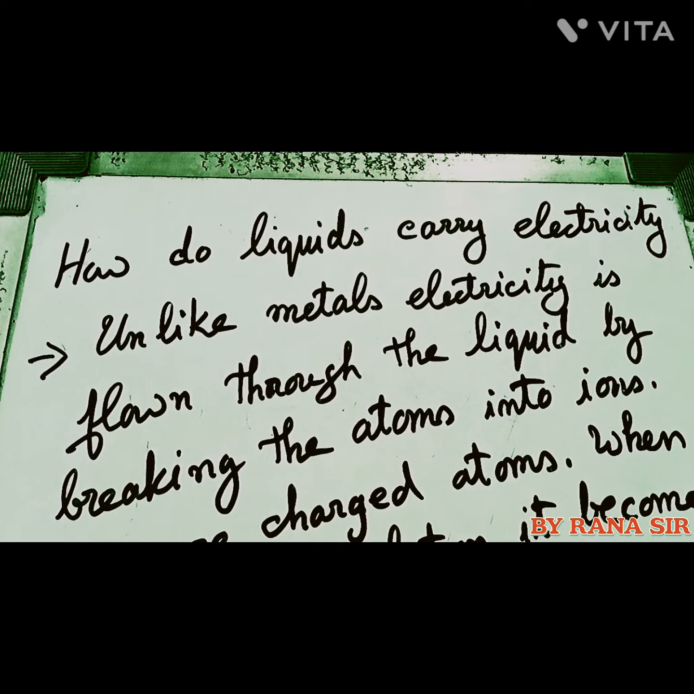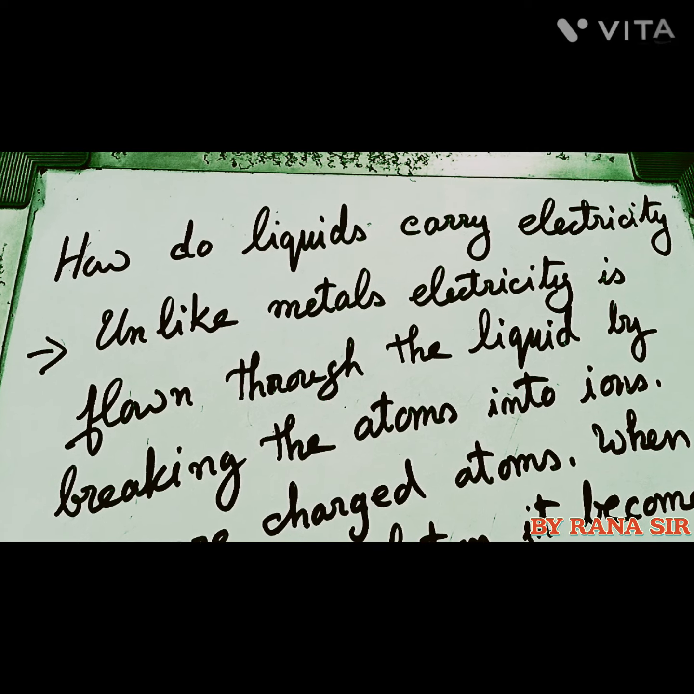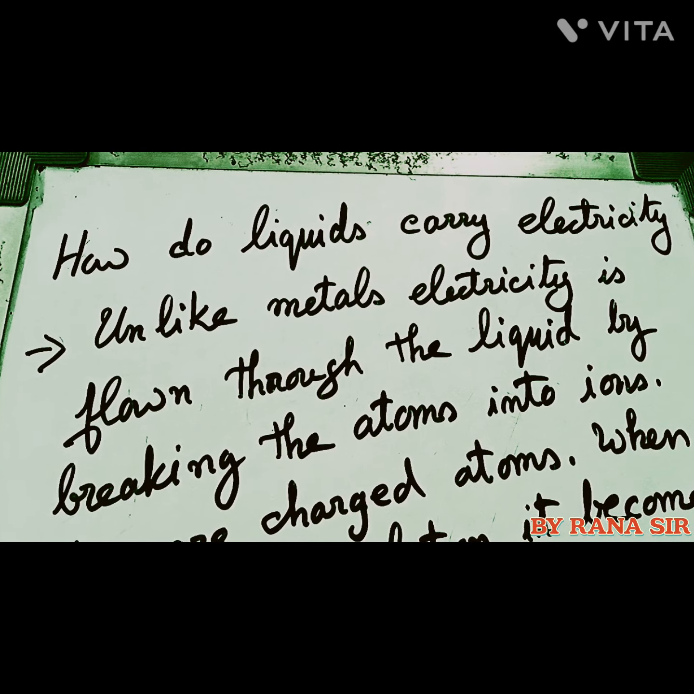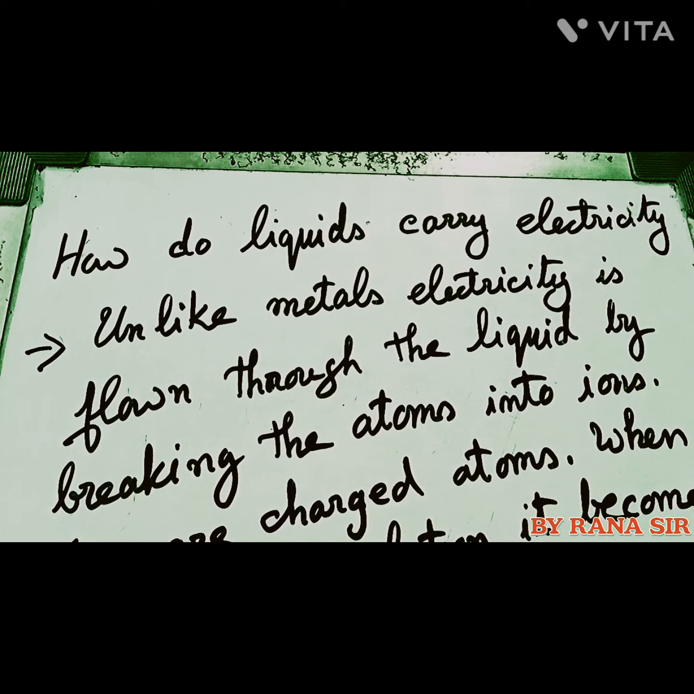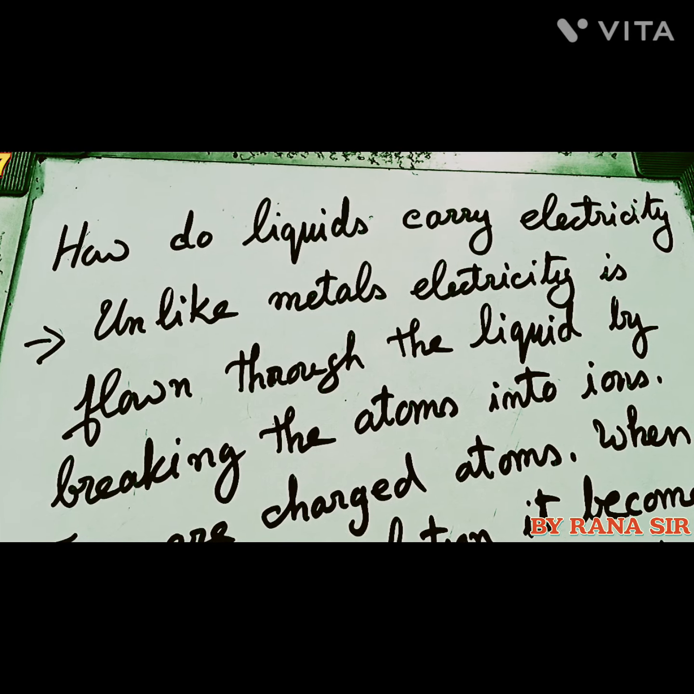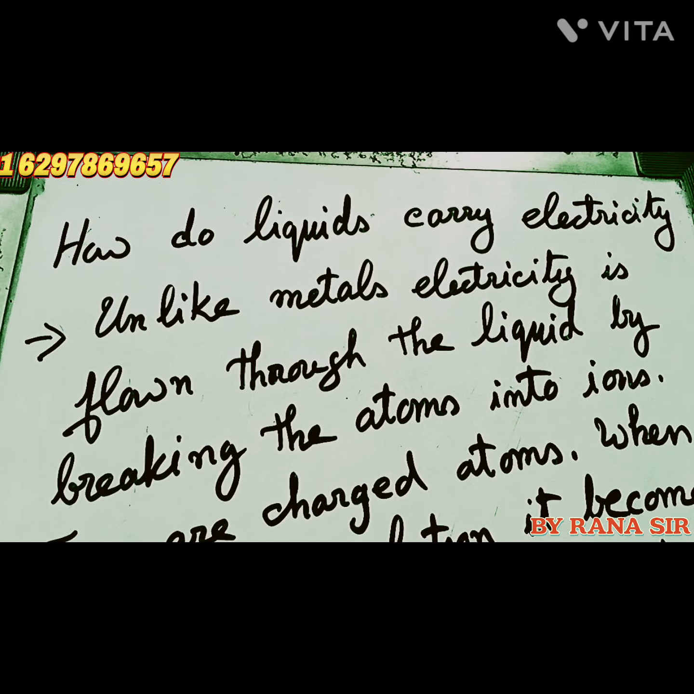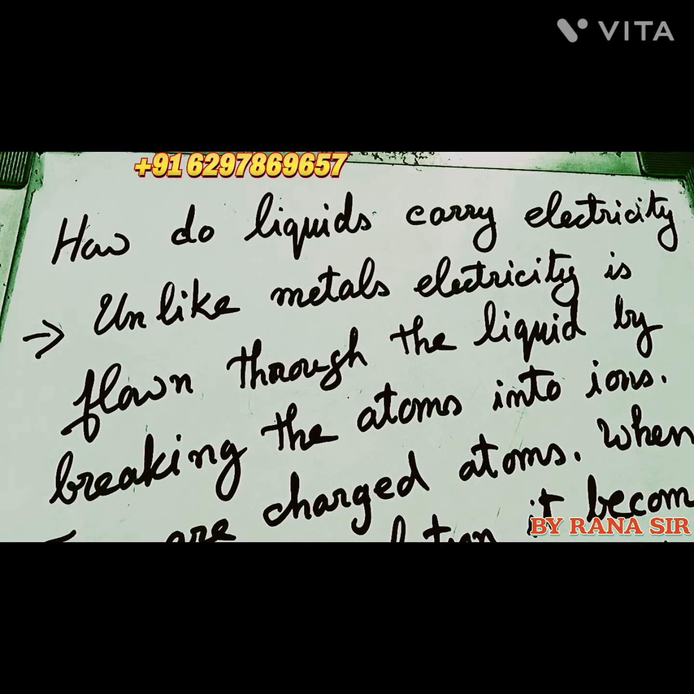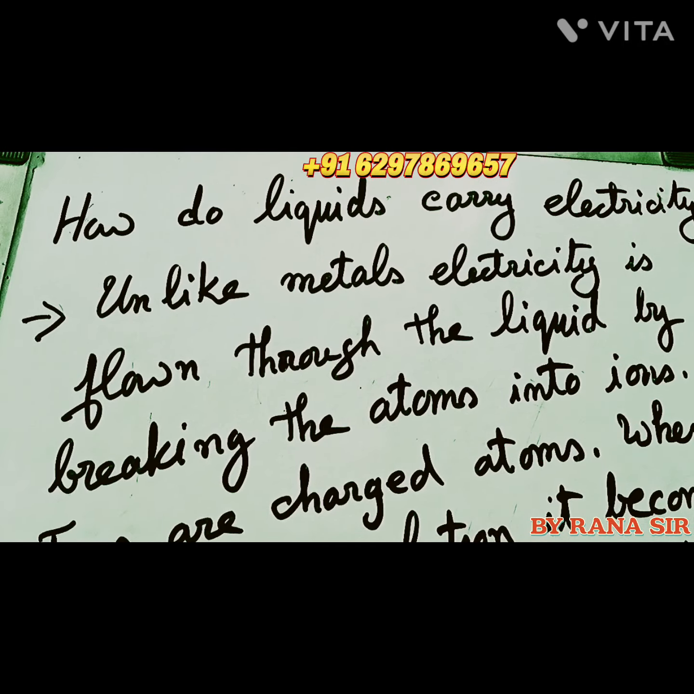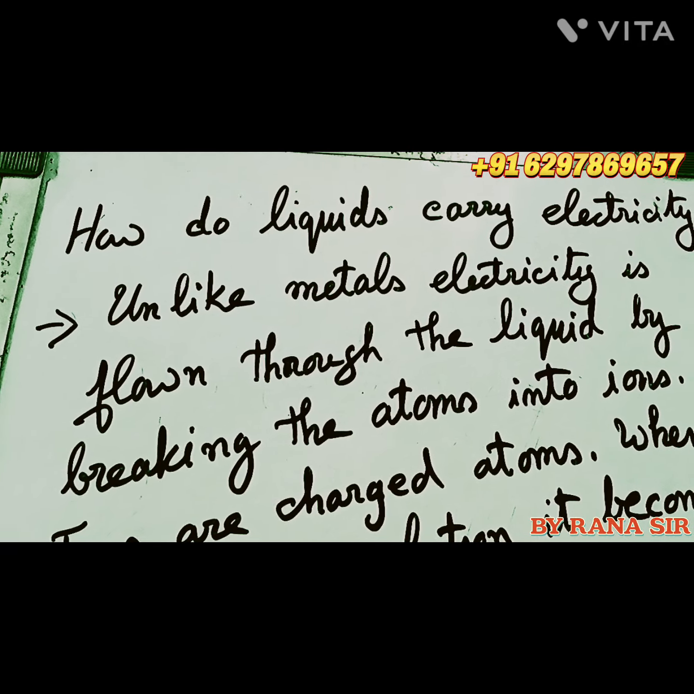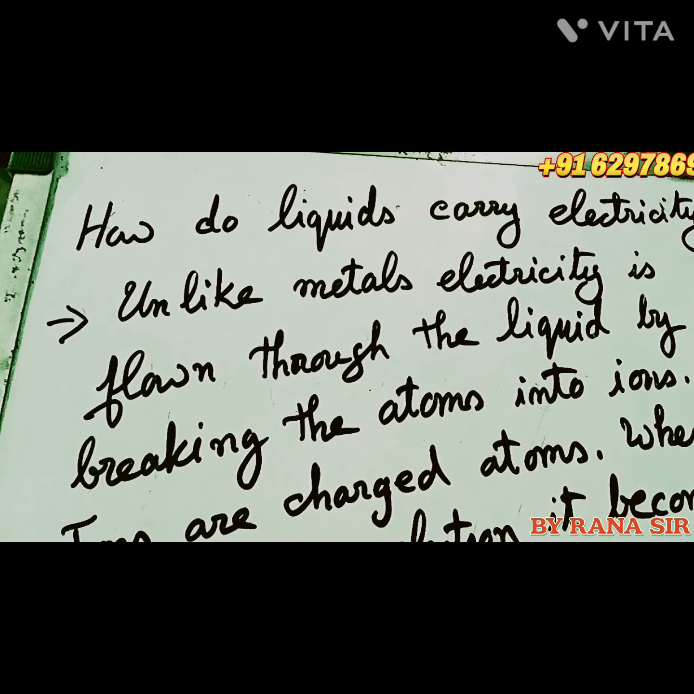So next question number 5. How do liquids carry electricity? So unlike metals, electricity flows through the liquid by breaking the atom into ions. So we have learned already that metals have delocalized electrons, and that actually takes charges from one end of the wire to the other end. But in liquids, this is not the process.